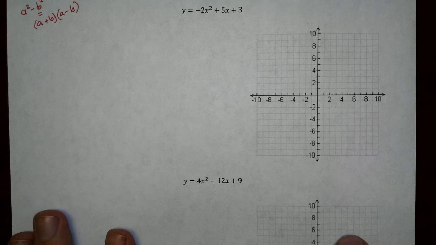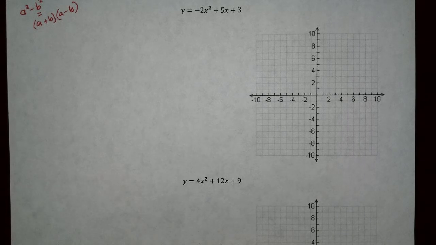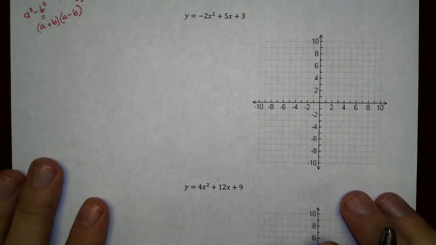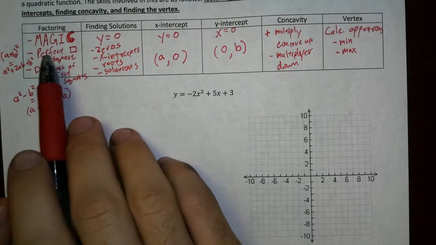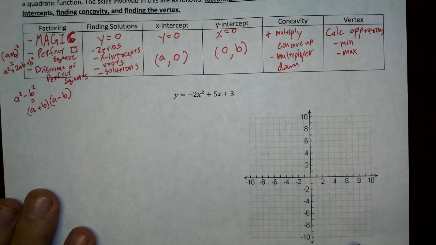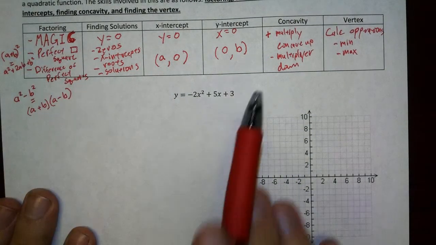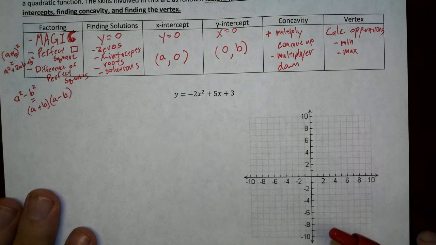Okay. This is the equation that we want to graph. Y equals negative 2 times x squared plus 5x plus 3. So let's go ahead and graph it. Let's start off, and if you want, we can go right down this order. That works. Okay? Do we have to go in any particular order? Kind of, but not really.